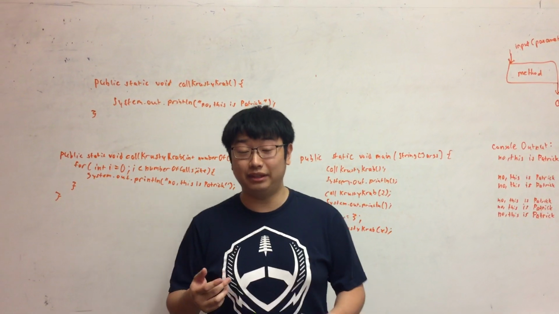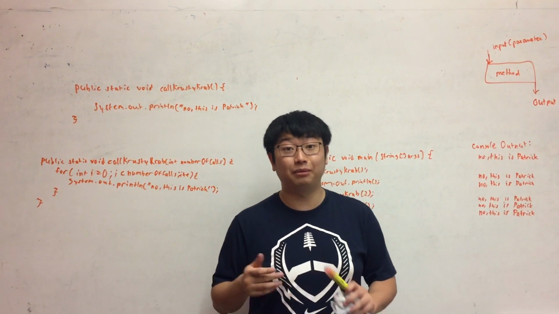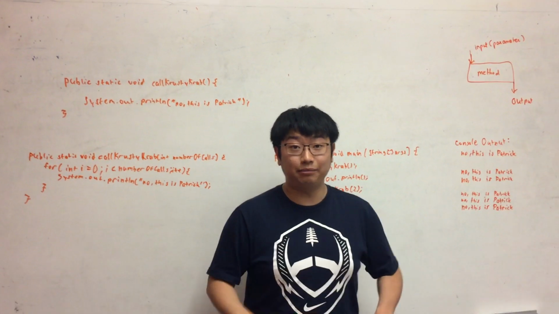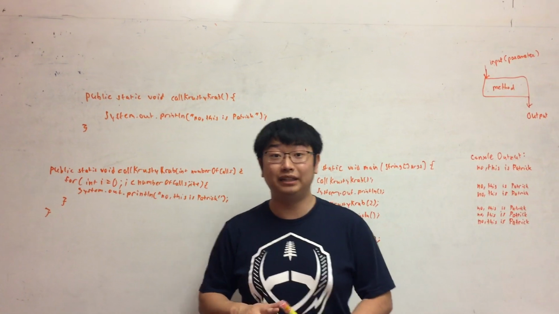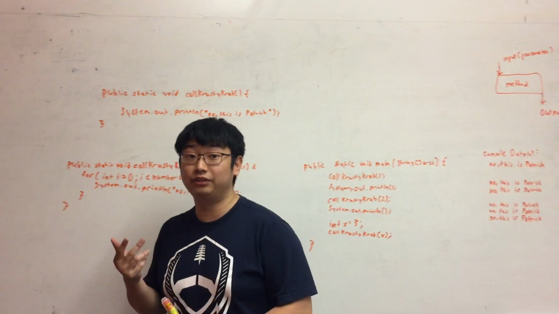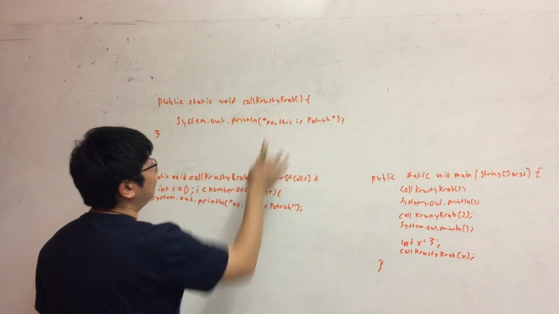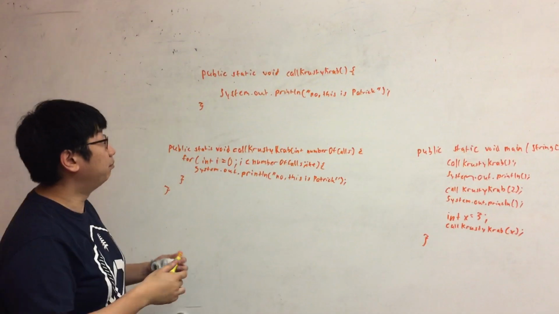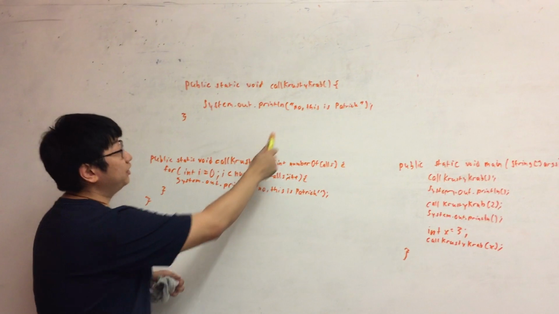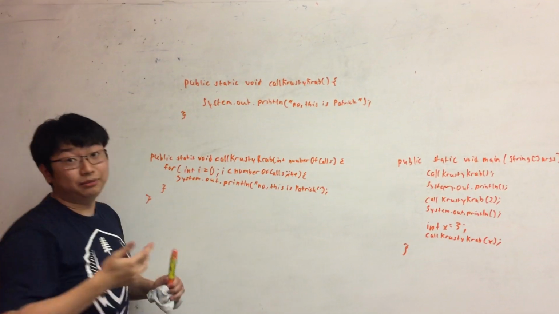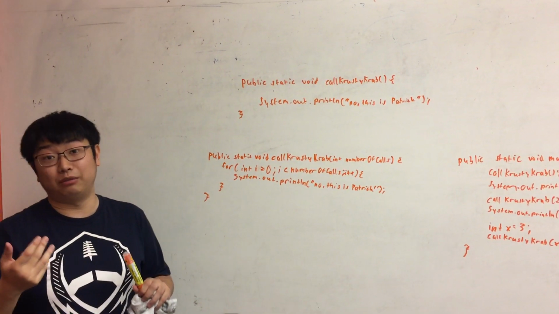My name is James Kim and today we're going to be going over the topic of parameters. But before this, let me show you a quick method that I made that we're going to be basing all of our examples on in this video. What we have here is a call Krusty Krab method which simply prints out the output. Notice this Patrick trick as it simulates what would happen if we called the Krusty Krab while Patrick was working there.